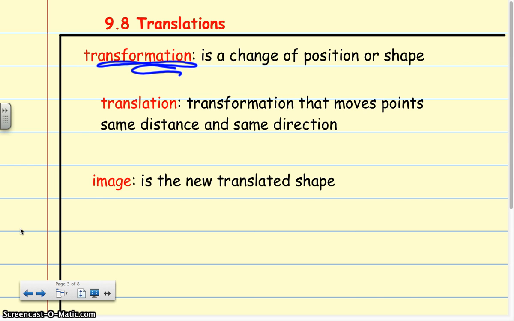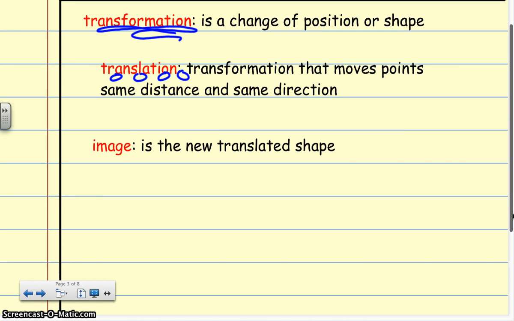Well, I guess I translated myself because translation means it's a transformation, it's a change that moves points the same distance in the same direction. Okay? So, translation is just moving my points or shape in the same way. Image is a new translated shape. Okay? You're also going to want to know the vocab word pre-image.